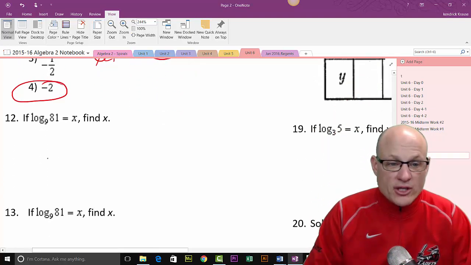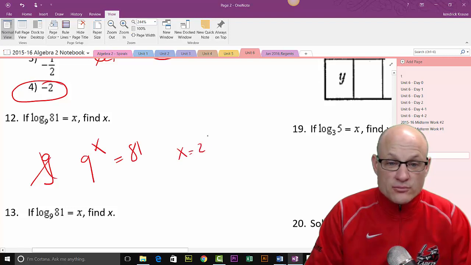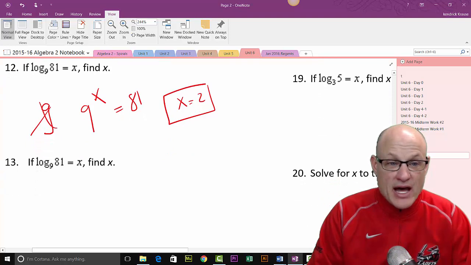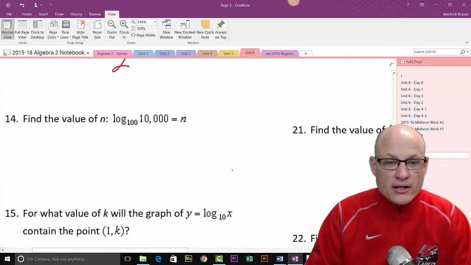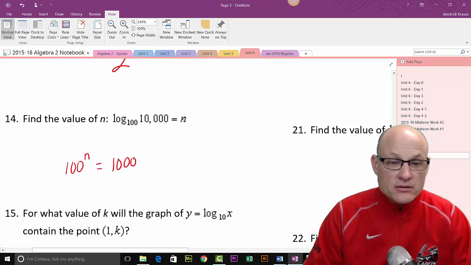All right, so change of base. 9, why did I do that? 9 to the x equals 81, so x equals 2. This problem's a lot different than the one before. We'll just call that 2 and be done. That's weird. All right, so here we go again. So 100 to the n equals 10,000.